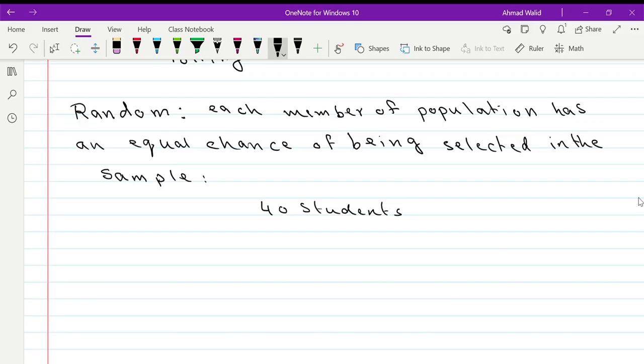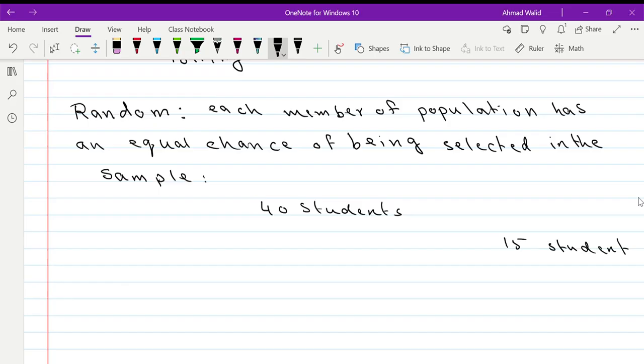If I want to collect a sample of 15 students, one way to give equal chance to all of you to be part of this sample is I will write your name on a piece of paper, collect all the names, put the names in a box, and I'll just pick up 15 pieces of paper from that box. This way, all 40 students in your class have an equal chance to be picked for this sample, correct?